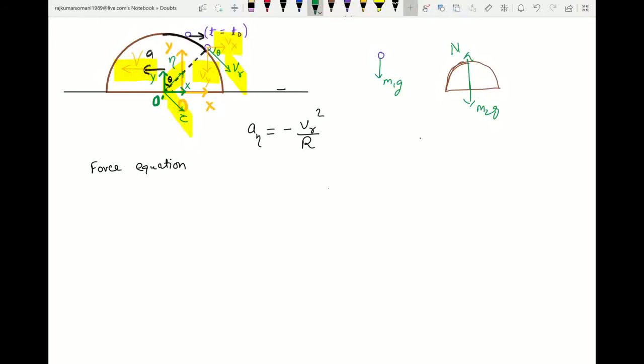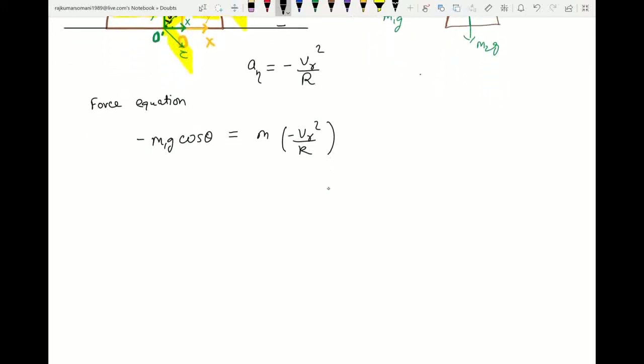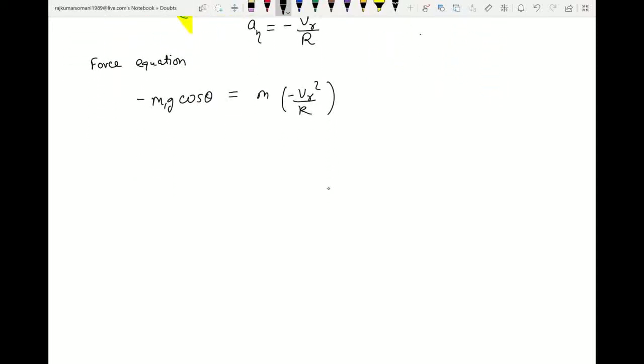Let us write the equation of force in this eta direction, which is at an angle theta from the vertical. I can say m1g, its component in the eta direction is m1g cos theta with a negative sign, equals mass into acceleration, which is minus Vr squared divided by r in this direction. From this I can say that g cos theta is equal to Vr squared by r.